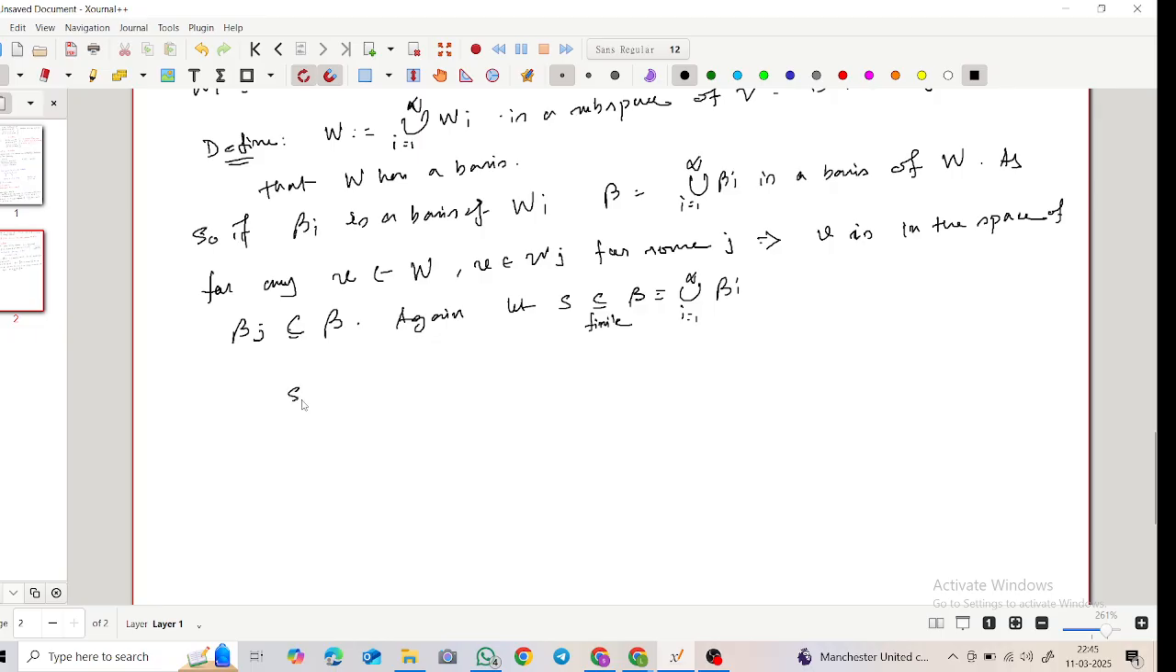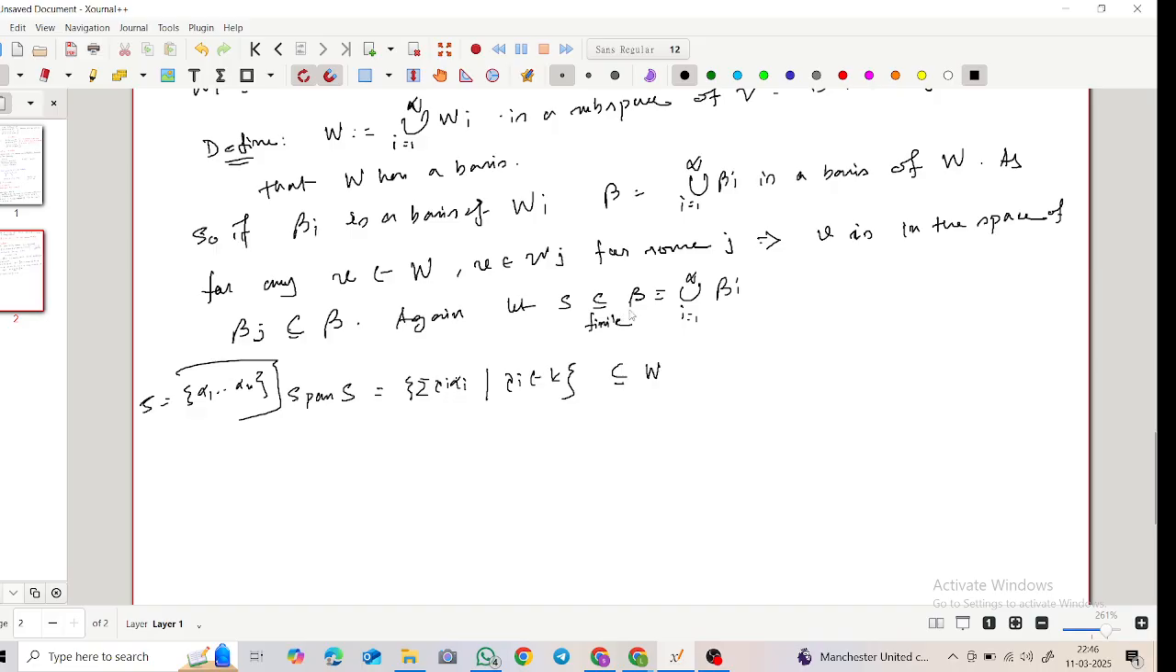So consider span S. Span S is basically, if S is alpha 1 to alpha n, span S is the set of summation lambda I alpha I, where lambda I belongs to k. That is, you are taking the plane spanned by the vectors alpha I. So span S is contained in span beta, I mean span S is contained in W, right?